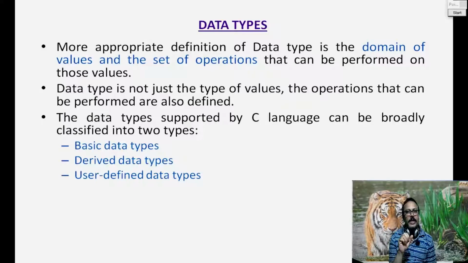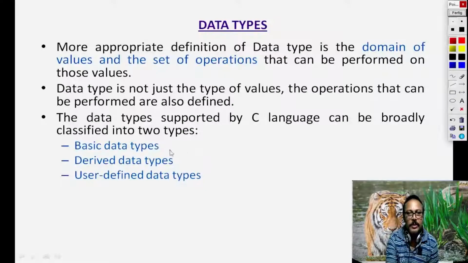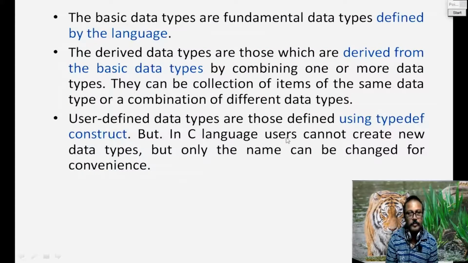In the C language, we can classify the data types into three types: basic data types, derived data types, and user defined data types. So we'll see them one by one. Basic data types are the fundamental data types supported by the language. The language itself supports those data types, so you can directly make use of them. They are basic, fundamental in nature.